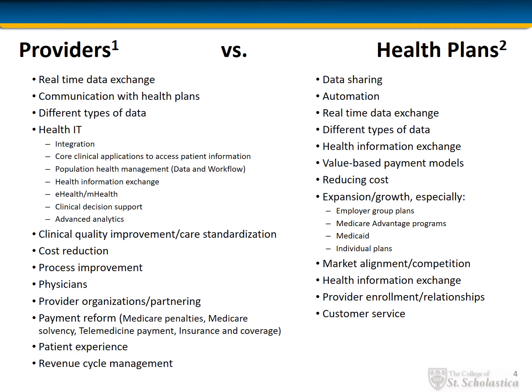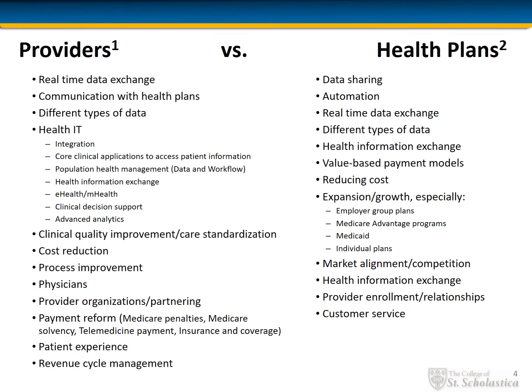Looking over the two lists of needs, comparing providers' needs with health plan needs, I think it is actually remarkable how much commonality there is. Both providers and health plans need much better information infrastructure, and for very similar functions, including real-time data exchange, data sharing, expressed a bit differently but meaning communications with each other. Different types of data, although as previously noted, not well defined as to what different types of data are needed. Obviously something we're going to have to think about in the future.